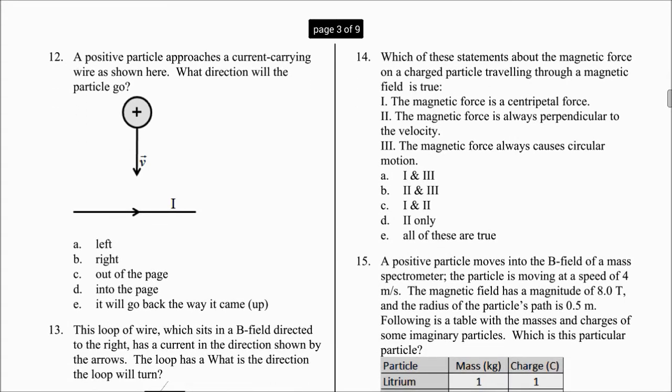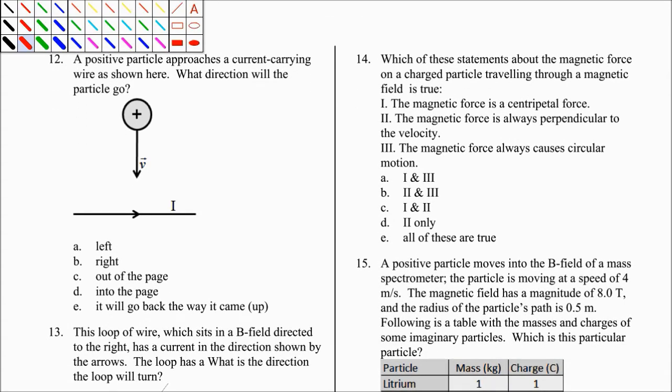A positive particle approaches a current carrying wire, as shown here. This wire generates a magnetic field that is into the page and out of the page. So over here, I have this charged particle entering this magnetic field that looks like this due to this wire. My velocity is down, my magnetic field is out of the page. That means my force is in this direction, that's to the left.